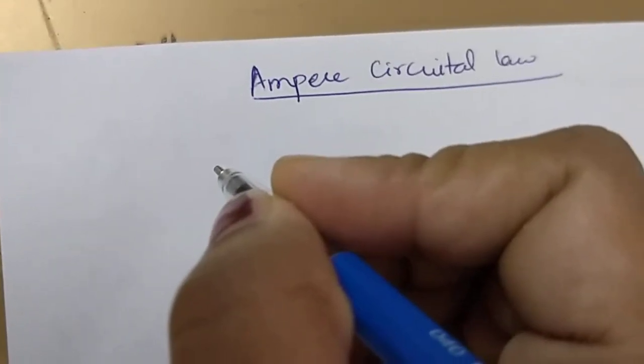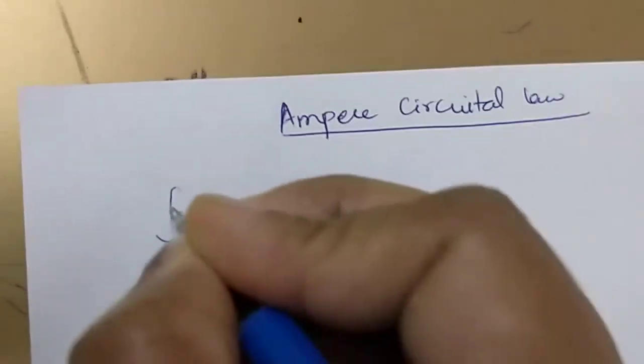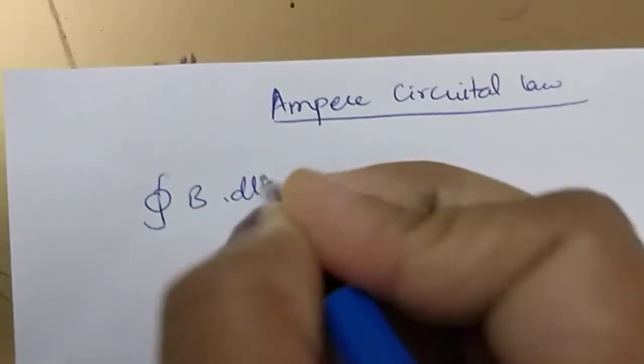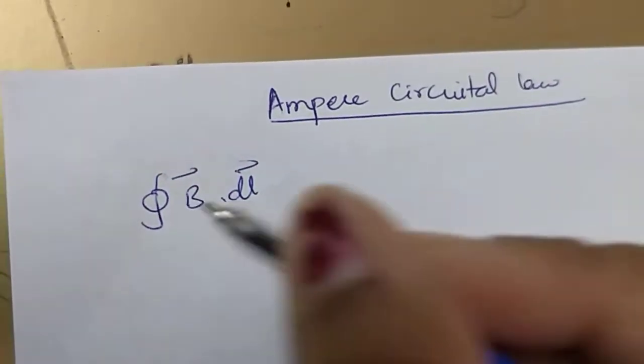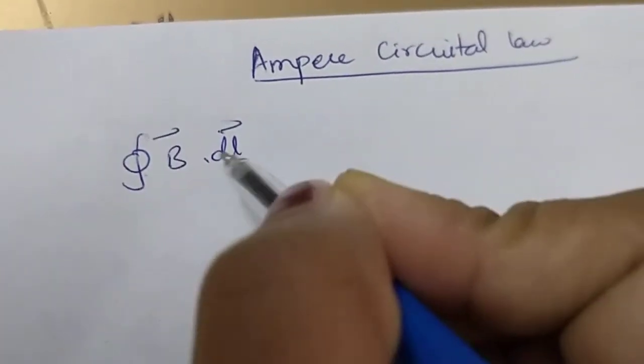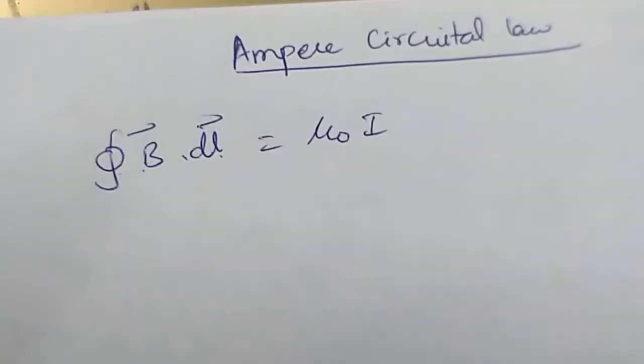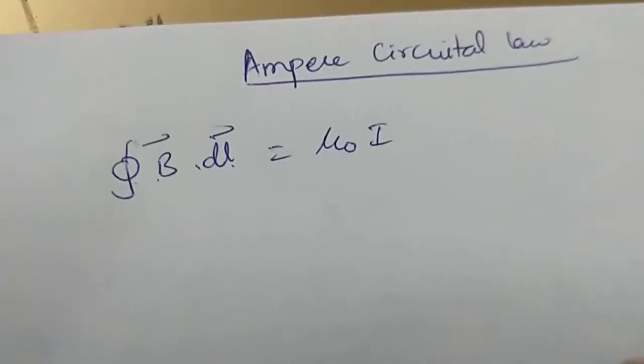Now next topic is Ampere's circuital law, and mathematically we can write B dot dl, and this circle shows closed integral. So closed line, dl is for line, so closed line integral of magnetic field is equal to mu naught times the current threading the loop. Okay, so it's not about a single wire. You will consider a loop, Amperian loop.